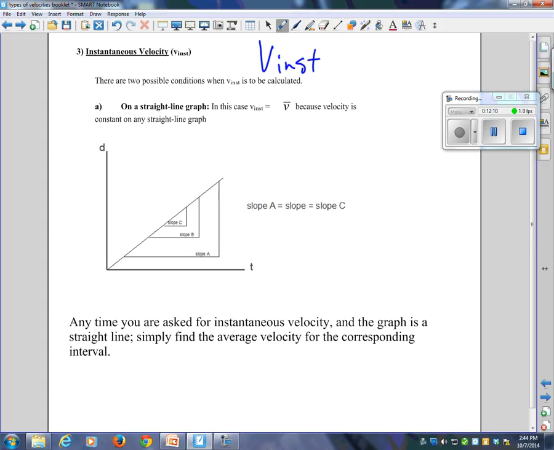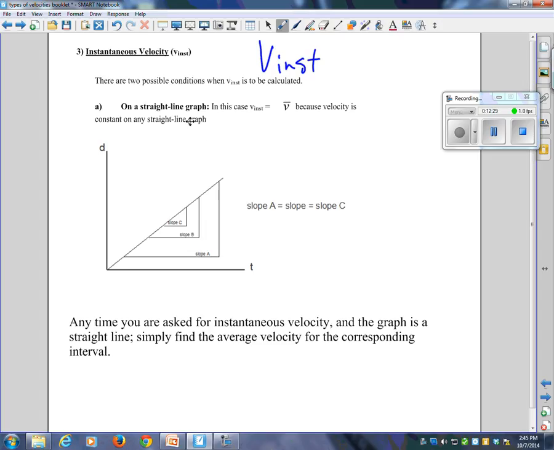Right now. No, right now. Now. Okay. How fast are you going right now? I'm on zero. Right now, you're all going zero. Exactly. Okay. So, two possible conditions when V-inst is to be calculated.